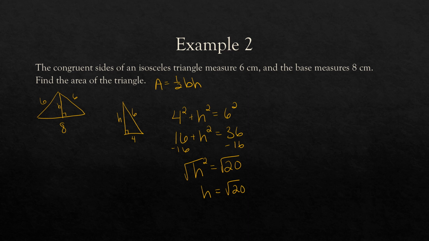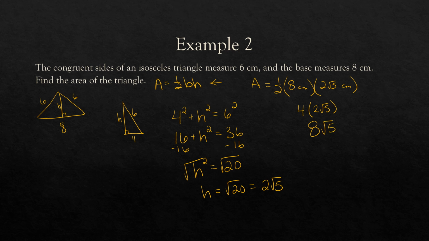Now, in our algebra review in just a minute, we will remind ourselves that we can reduce this as 2 square roots of 5. And then we come back to our area formula. So the area of this triangle is 1/2 the base of the whole triangle, which is 8 centimeters, times the height, which is 2 square roots of 5 centimeters. Half of 8 is 4, so 4 times 2 square roots of 5, and 4 times 2 is 8 square roots of 5. Centimeters times centimeters is centimeters squared.